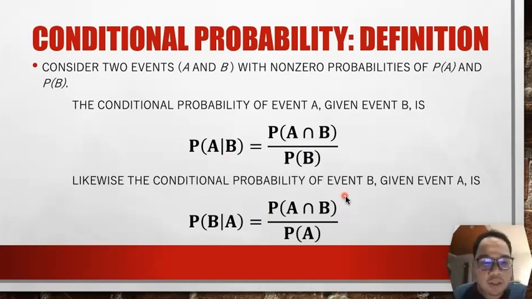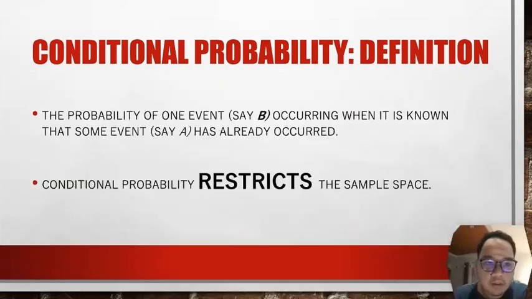So we should also keep in mind what the condition is before solving for such probabilities. It is the probability of one event, say B, occurring when it is known that some event already occurred. So we are going to respect the occurrence of such an event because it will alter the probabilities of the next events that will occur.